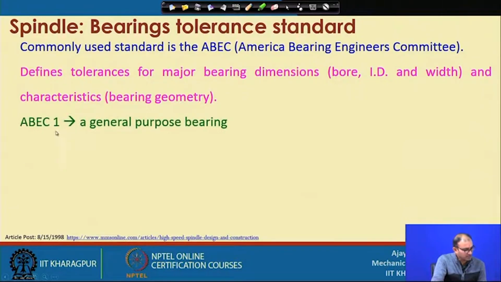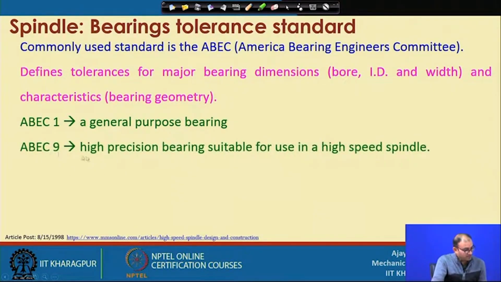So, what things are there? If you are talking about ABEC 1, it is mostly a general purpose bearing, because here we are not making very tight tolerances. But if it is general purpose, then what you need is interchangeability. Suppose you want to change a bearing which is not operating at a particular level, then you can change it. So, if it is ABEC 1, it is very easy to get a replacement without any problem.